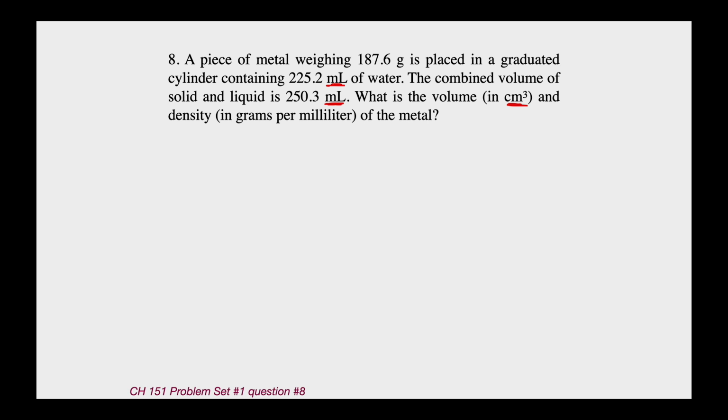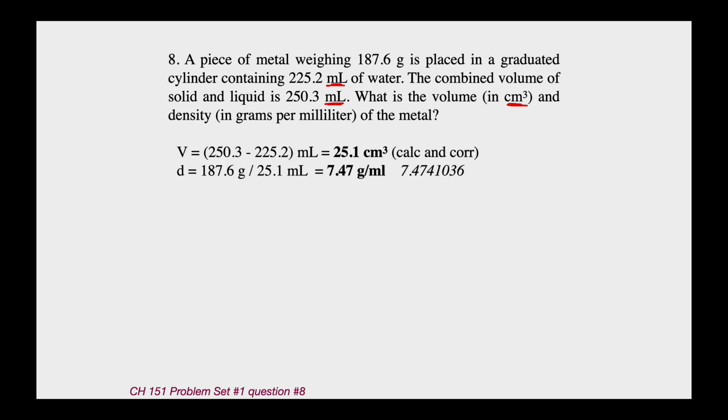So the first part, to find the volume, is additive. So 250.3 minus 225.2, that's going to give you the volume of the metal. It's literally a displacement.